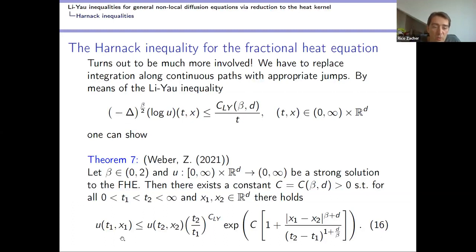So here we have a bound for u(t1, x1) in terms of u(t2, x2). Then there's a similar factor as on slide 1, now with this Li-Yau constant in the exponent, and then there is some exponential term. So let me mention here that the point is not the Harnack inequality as such, but that we are able to obtain it from this Li-Yau inequality.